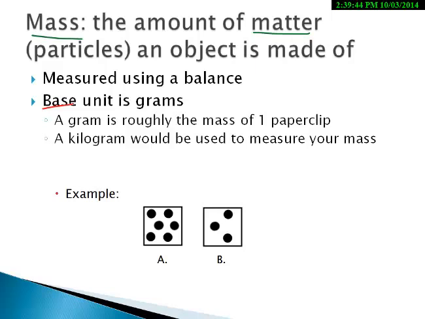Kilogram, okay, that's one of the more common prefixes used with grams. A kilogram would be used to measure your mass. So if you were going to actually step on a scale and find your mass, kilogram would be your unit.